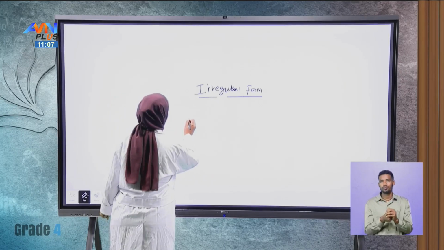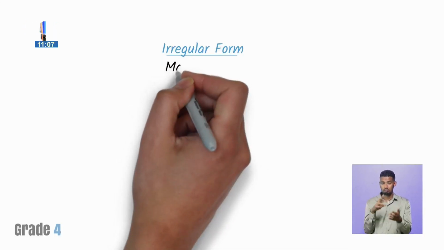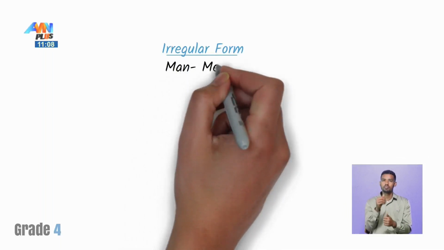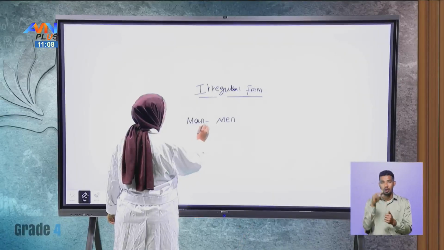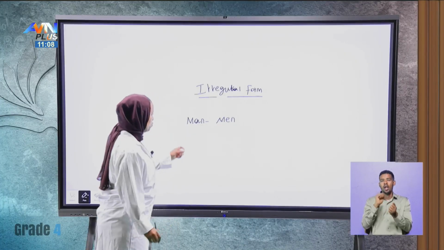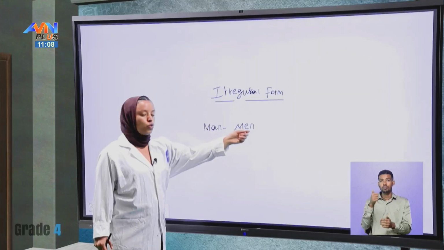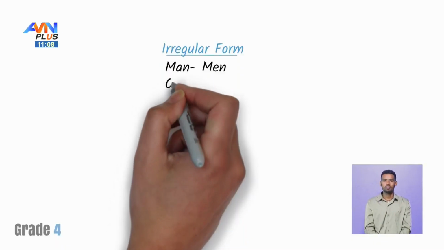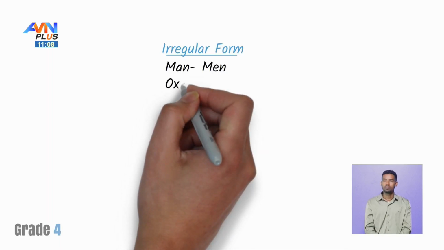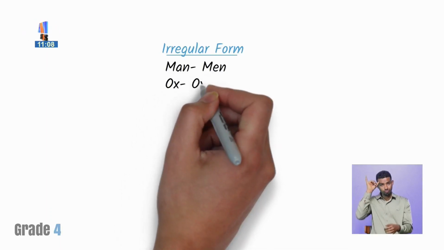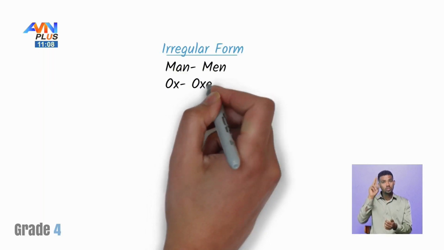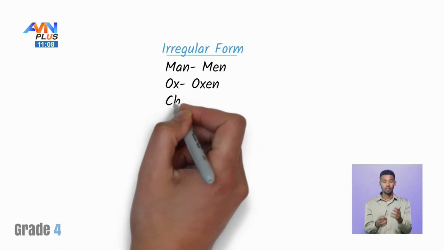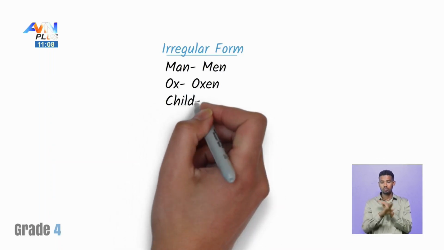Here is the first one, from the easy ones, man. One man, two men, change a to e. For example, this one is one man, this one is two men, three or more. Here is another example, ox, one ox, and this one, oxen. It means two oxen, three oxen, and more. Child, children.